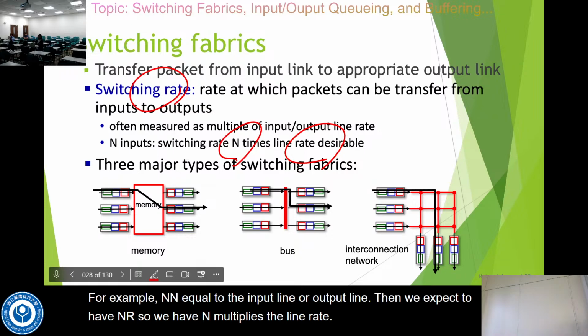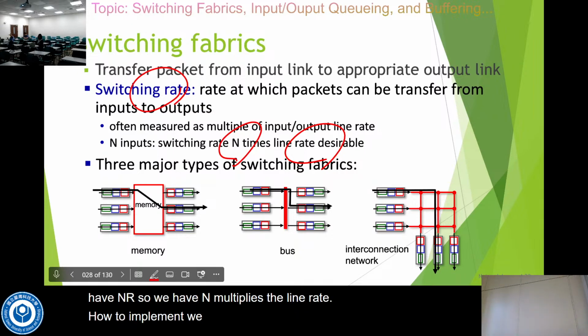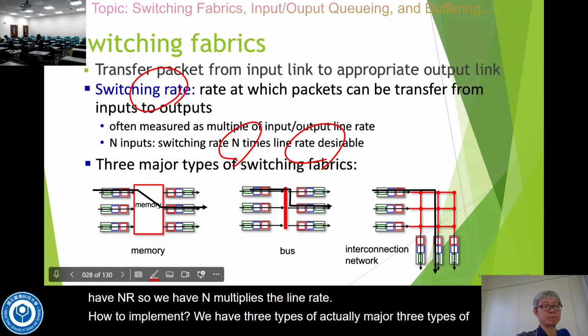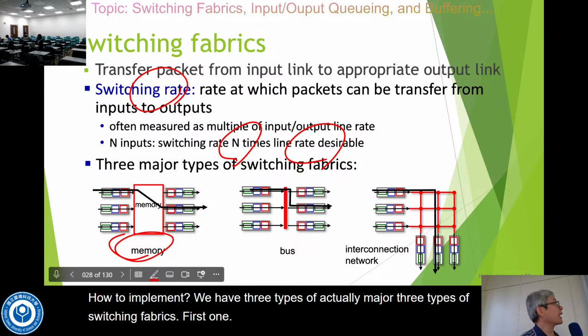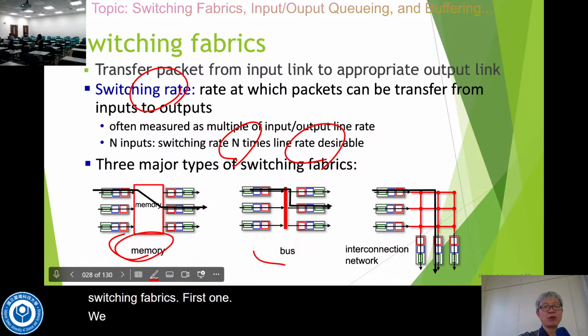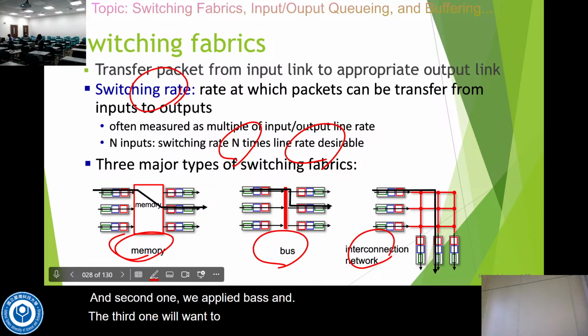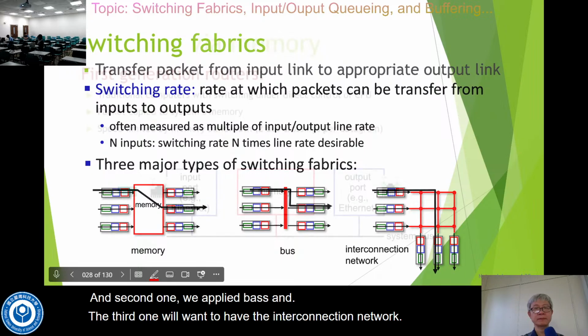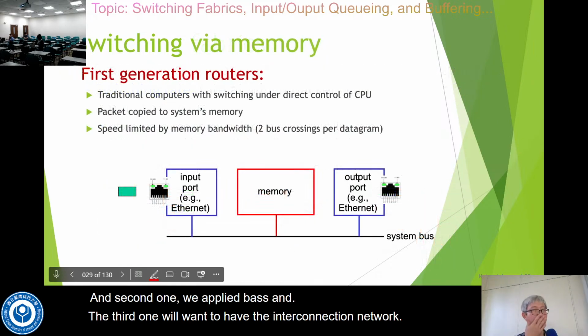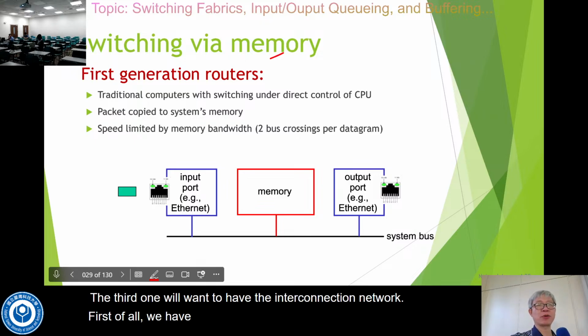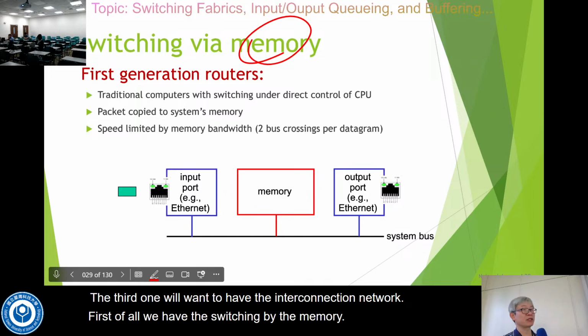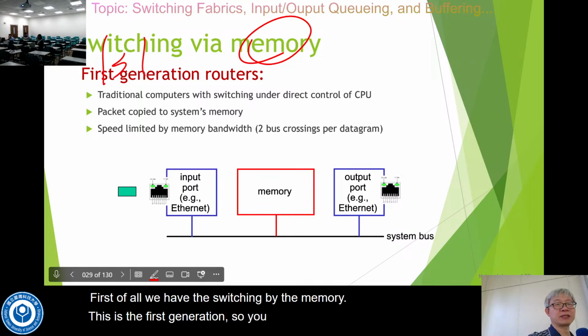Well, how to implement? We have actually three major types of switching fabrics. The first one, we apply memory. The second one, we apply bus. And the third one, we want to have the interconnection network. First of all, we have the switching via the memory. This is the first generation.